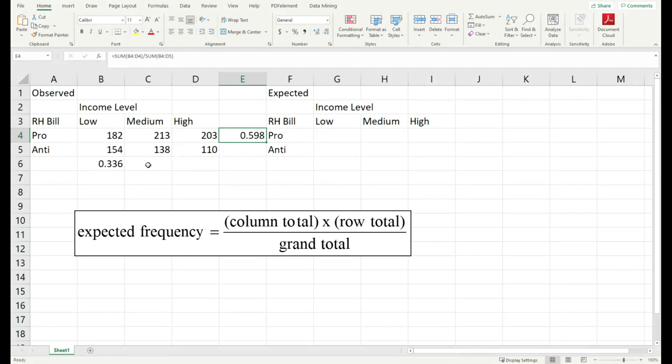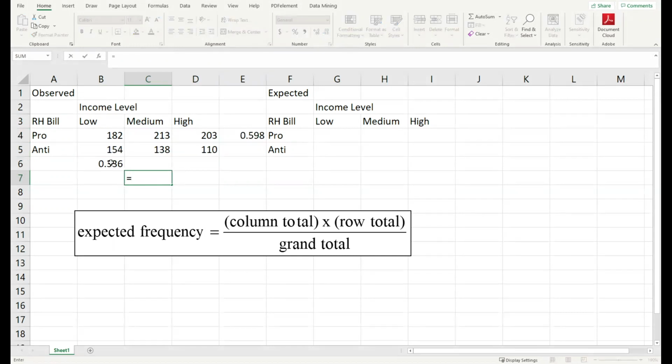Okay? So if you want to get the probability that you are pro RH bill and at the same time low income level, then we just multiply these two probabilities. So if we multiply the two probabilities, this times this, this is the probability that you are pro and low income. Okay? Now, if we want to get the expected frequency, then we just multiply this probability by the grand total. Right? Like that. So this is our expected frequency.